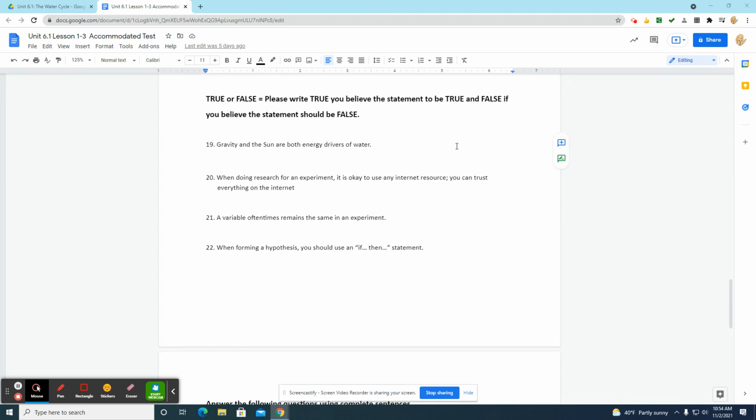The next part is true and false. Please write true if you believe the statement to be true, and false if you believe the statement should be false. Number 19. Gravity and the sun are both energy drivers of water. Is that statement true or false? Gravity and the sun are both energy drivers of water.